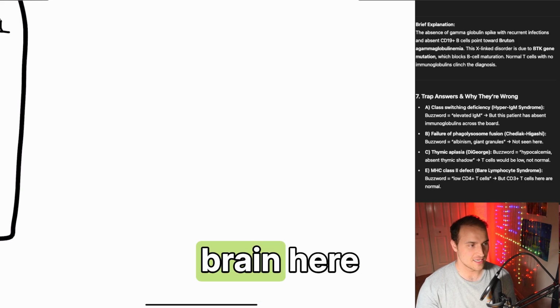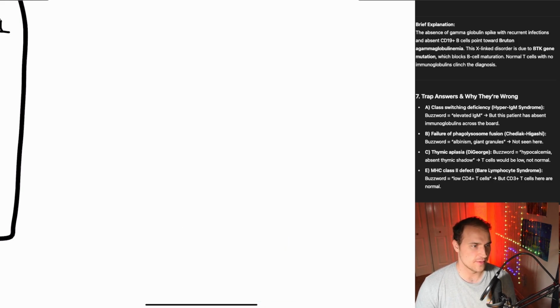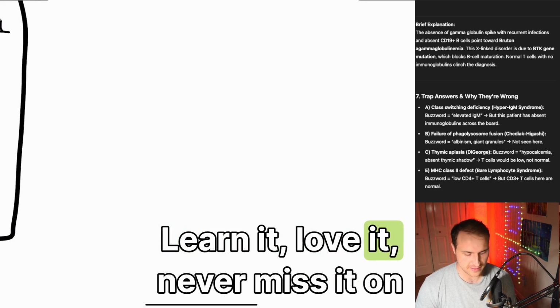Just to let this stick in your brain here, in this condition you have zero immunoglobulin levels, no B cells on flow, and a flatline gamma region. You have Staph aureus, you have H. flu, that seals the deal. It's a B cell maturation failure. Learn it, love it, never miss it on test day.